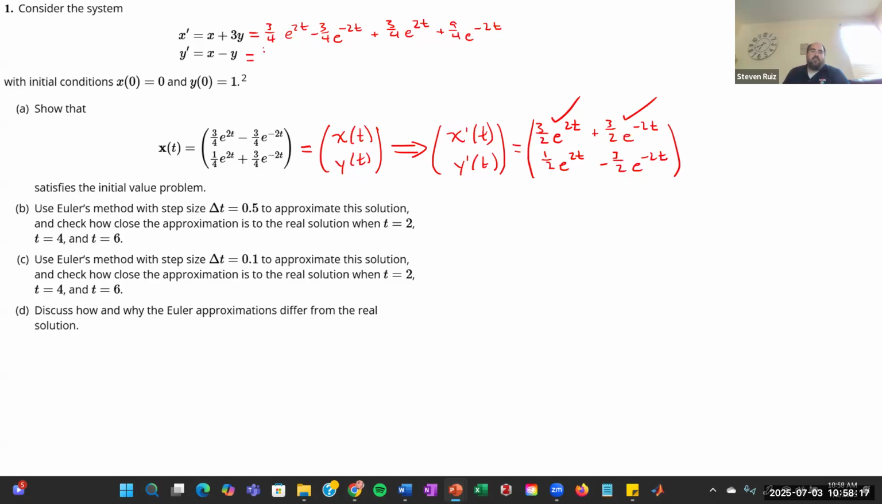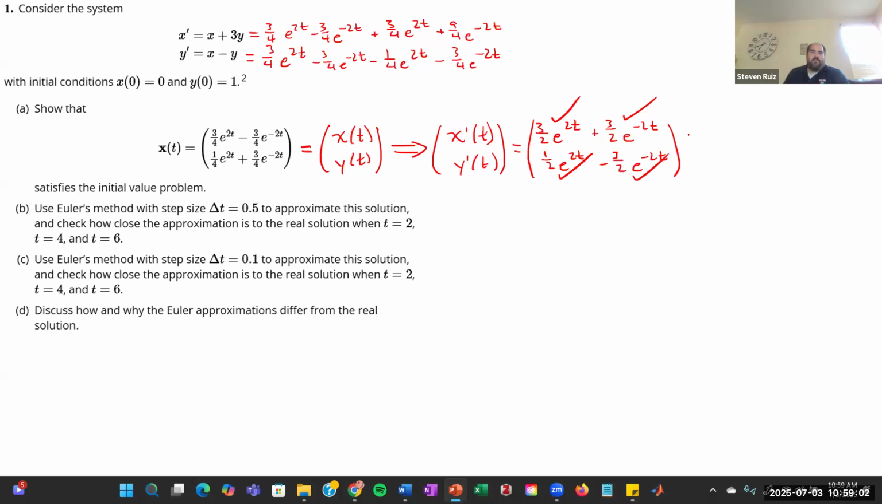What about x minus y? So x is 3/4 e to the 2t minus 3/4 e to the negative 2t, minus y, so minus 1/4 e to the 2t minus 3/4 e to the negative 2t. And combine like terms again. So 3/4 e to the 2t minus 1/4 e to the 2t, that's 2/4 or 1/2 e to the 2t. Negative 3/4 minus 3/4 e to the negative 2t, that's minus 6/4 or minus 3/2. So verified.